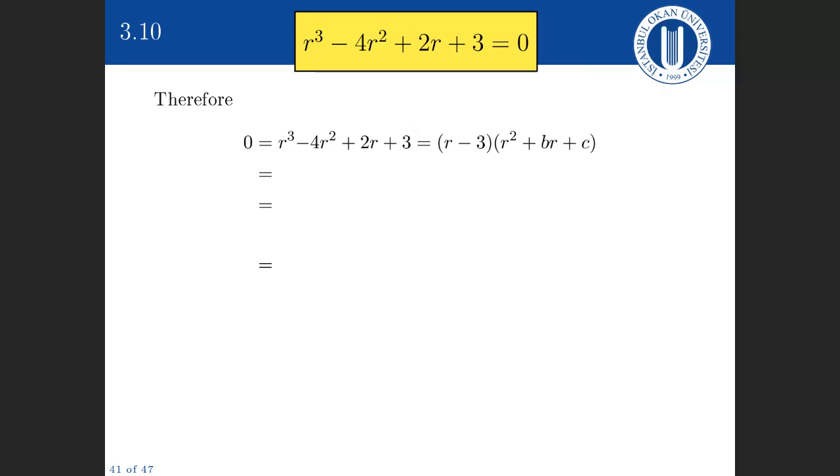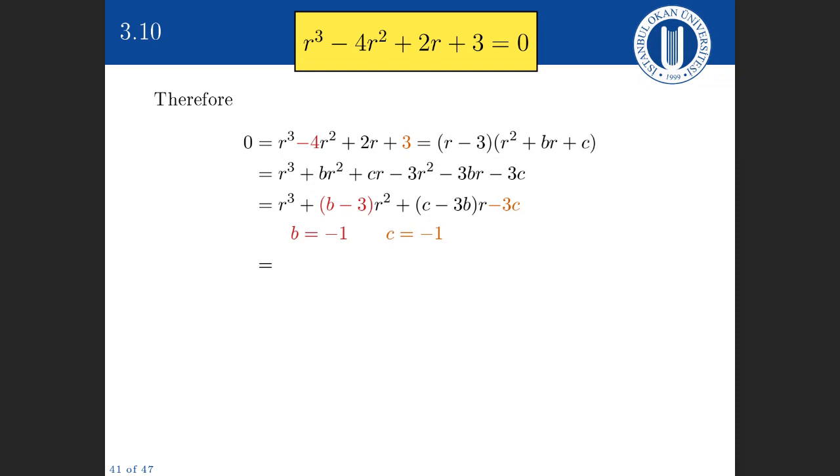That tells us that we could write our characteristic equation as r minus 3 multiplied by a quadratic equation. What is the quadratic equation? Let's try it. Let's multiply this out. I get r cubed plus (b minus 3) r squared plus (c minus 3b) r minus 3c. And that needs to be the same as r cubed minus 4r squared plus 2r plus 3. So b must be minus 1 and c must be minus 1 as well.